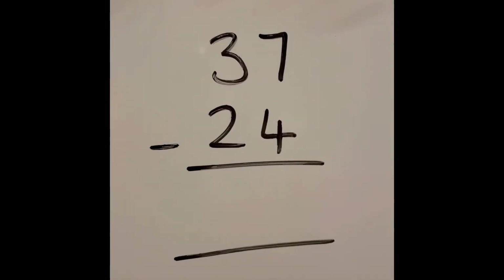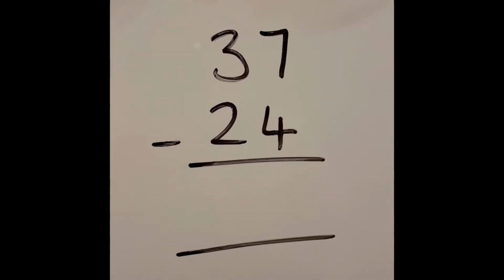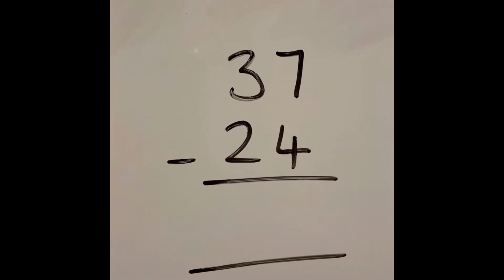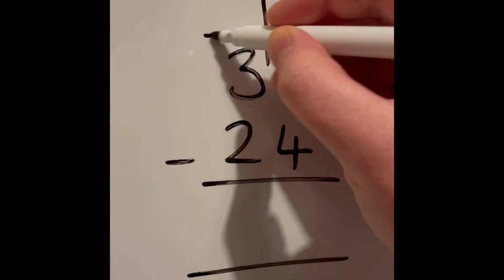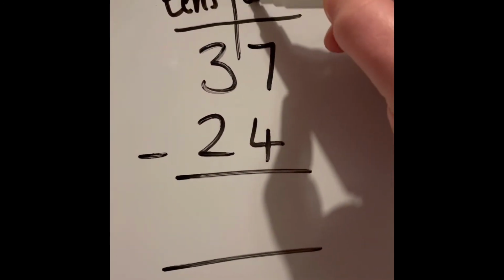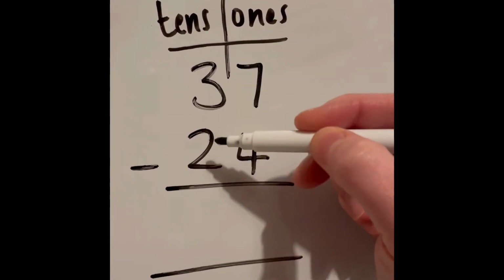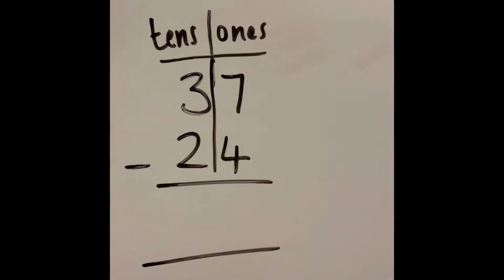So when we're using the column method, we have to lay out our question like this. And it's called the column method because the numbers are on top of each other, just like a column. So if I just show you here quickly to remind you that these are the tens and these are the ones. So it's really important to line up your numbers correctly so that the ones are in the same column and the tens are in the same column.